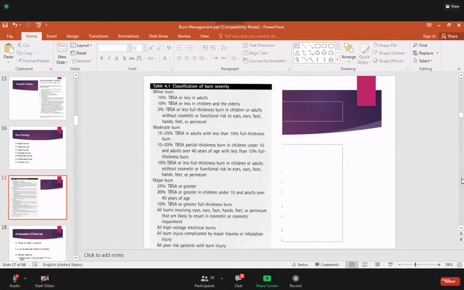Okay, now how do we classify the severity of burn? We classify the burn as a minor burn, moderate burn, or major burn. A minor burn in adults is when the total body surface area burnt is less than 15%.